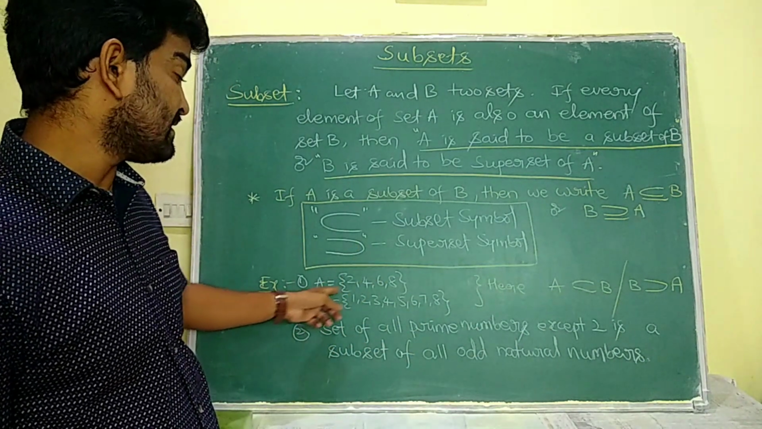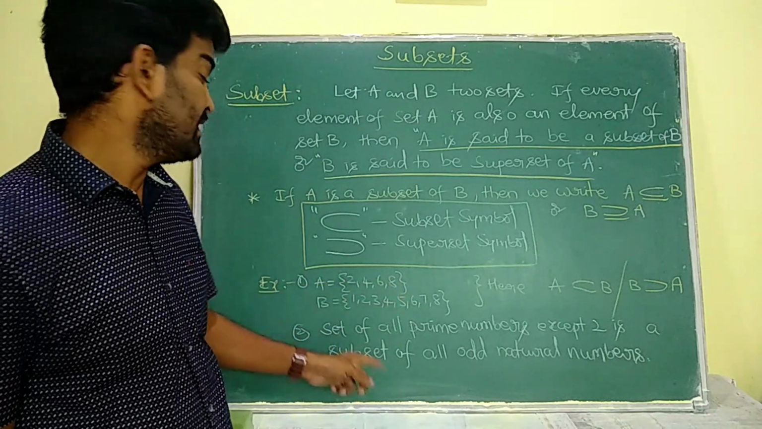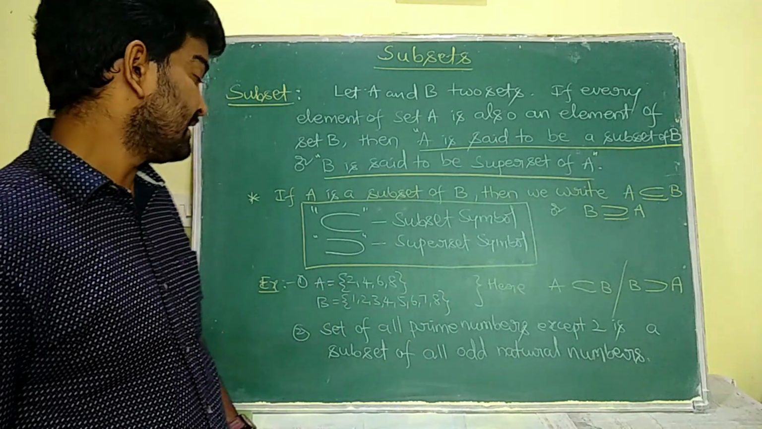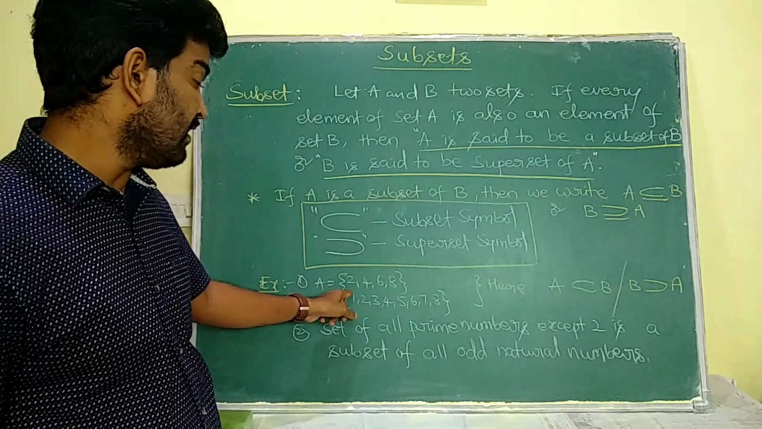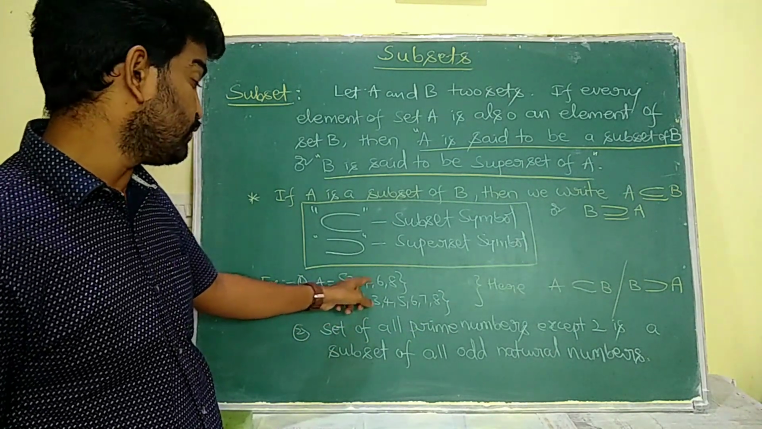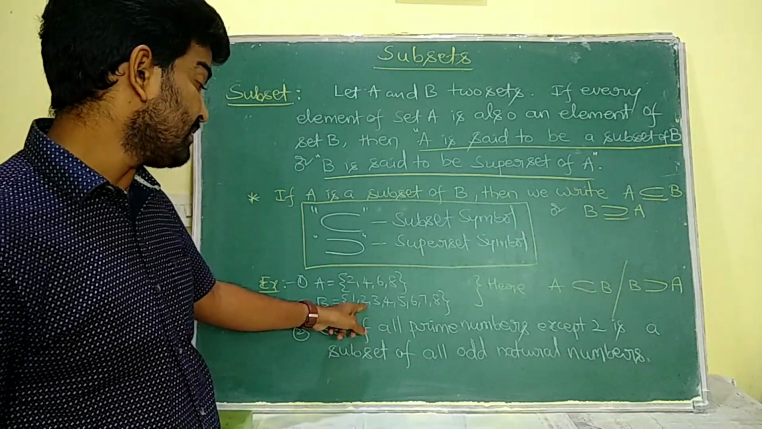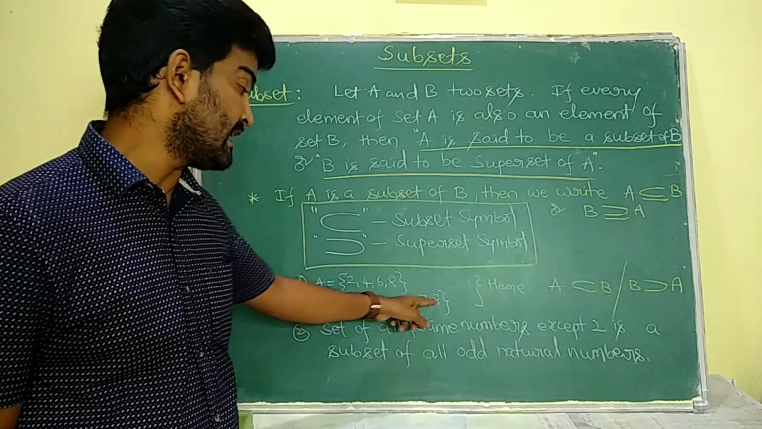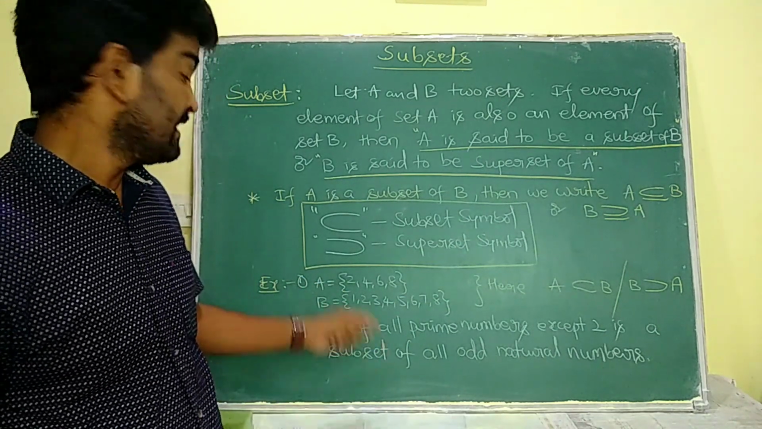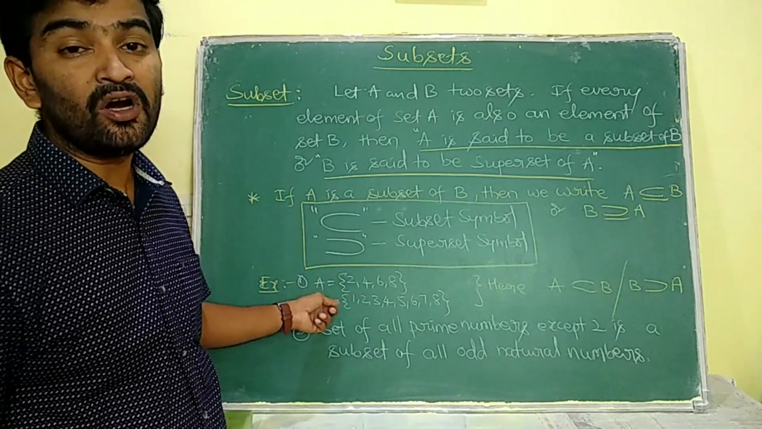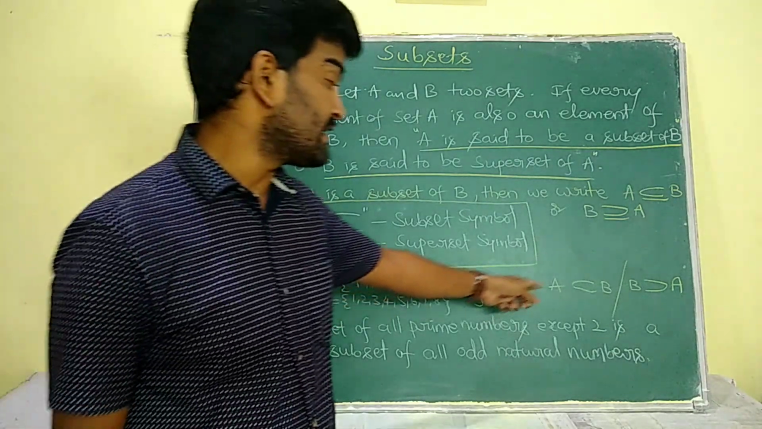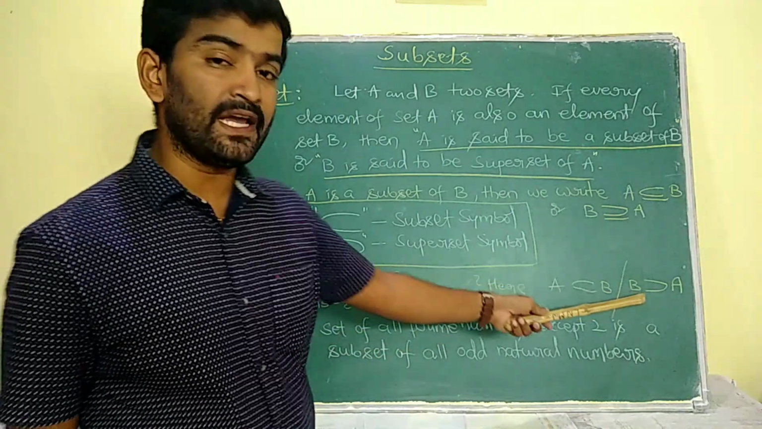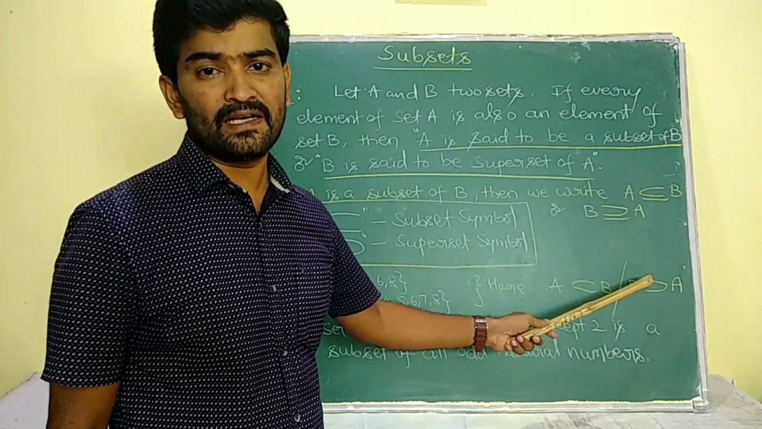Let A be the set {2, 4, 6, 8} and B be the set {1, 2, 3, 4, 5, 6, 7, 8}. Clearly observe that all the elements of set A, that is 2, 4, 6, 8, are also members of the set B. In set B, these 2, 4, 6, 8 are there. That's why set A is a subset of set B. So A is a subset of B, or B is the superset of A. We may write like this.